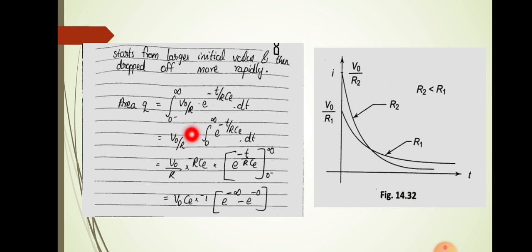So Q will be equal to V0 by R, which is a constant value, times the integration of e raised to minus t by RC. You know that the integral of e raised to minus ax is e raised to minus ax divided by minus a. Similarly, you will get V0 by R into minus RC into e raised to this value, and you have to apply the limits 0 minus and infinity. Once you apply the limits, you find that this quantity will be equal to V0 into C. e raised to minus infinity is 0, and e raised to minus 0 is 1, and here there is a minus sign. So this minus sign will become plus 1. So we get the charge, or area, Q equal to V0 into C.